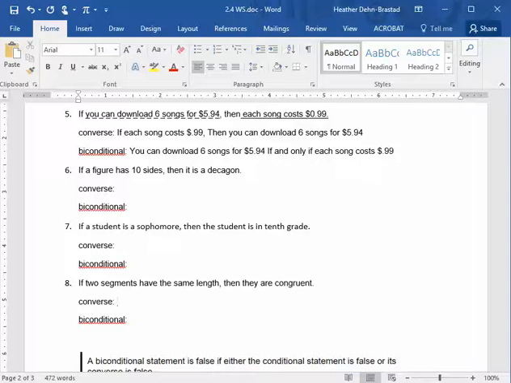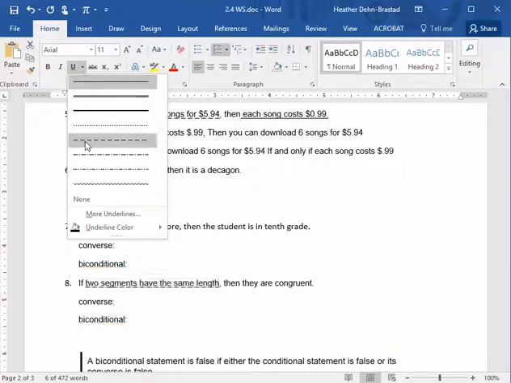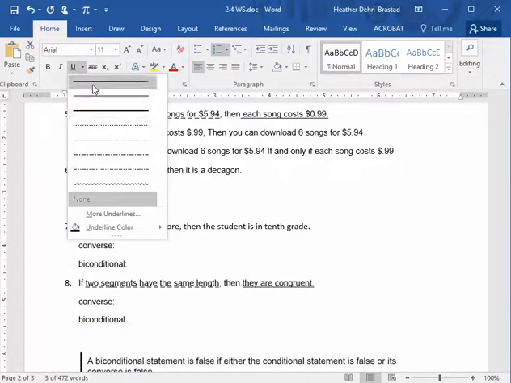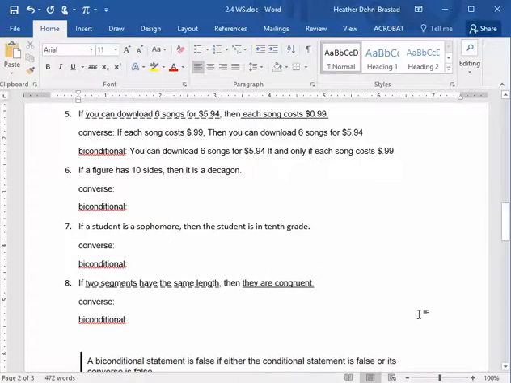So first we're just going to do the converse. So the hypothesis of number 8 is 2 segments have the same length. So I'm going to underline that with a dash. And they are congruent, meaning the angles are congruent. Those are the words we might have to add. That's our conclusion. So a converse does have an if at the beginning and a then in the middle. A converse is an if-then sentence. But we're going to put the conclusion first.